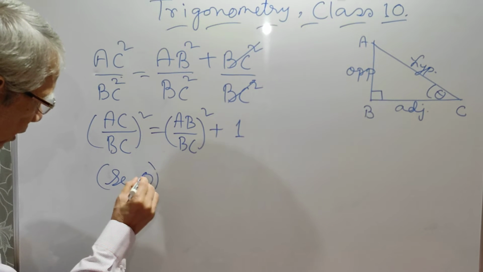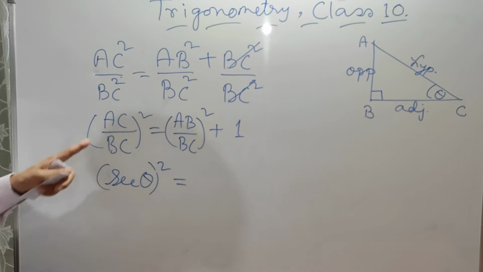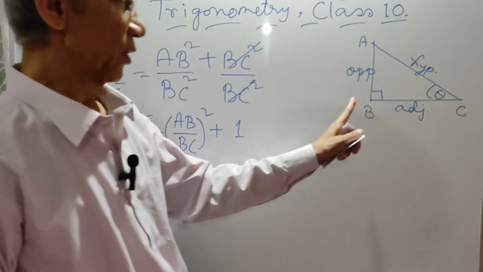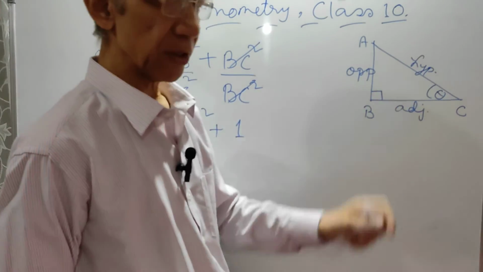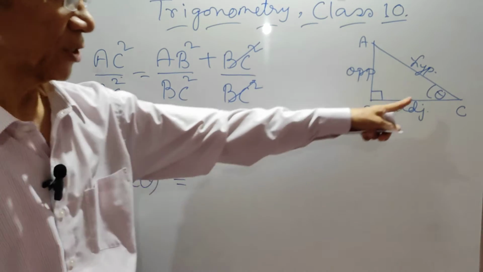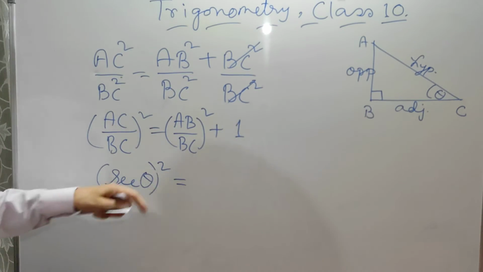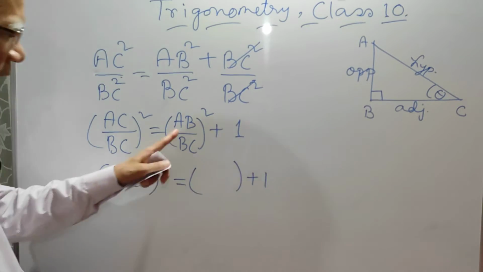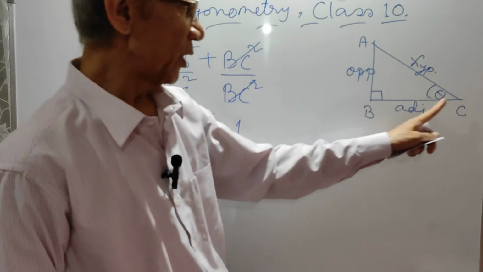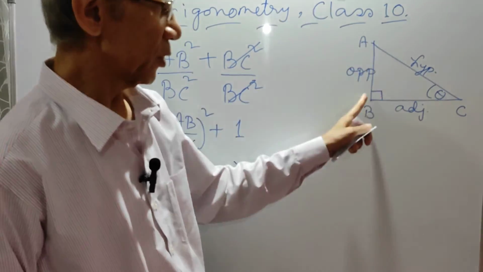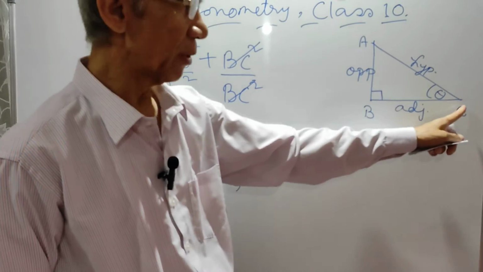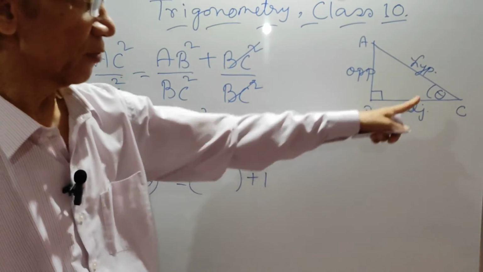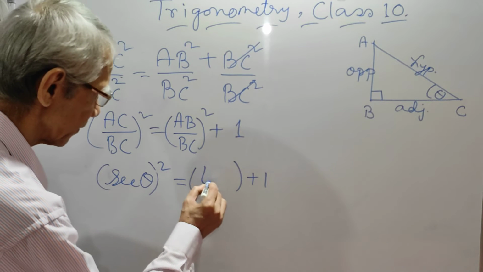So sec theta whole square. AC by BC, hypotenuse by adjacent, that is sec of this angle, sec theta. So sec theta whole square. Now this is what whole square? AB by BC, opposite by adjacent, or you can say perpendicular by base. So that is tan of angle theta, that is tan theta.